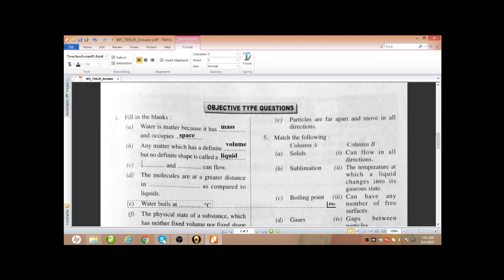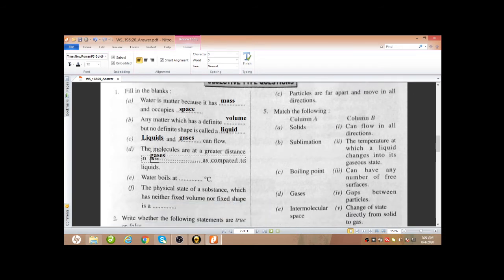So we know liquids and gases can flow. Okay, next, number D, the molecules are at a greater distance in dash as compared to liquids. The molecules are at a greater distance in gases. Yes, because intermolecular space is more in gases than in liquids, so molecules are at a greater distance in gases as compared to liquids.